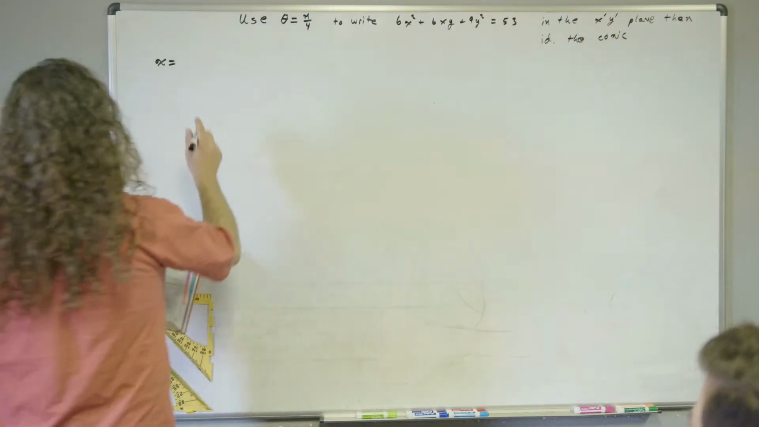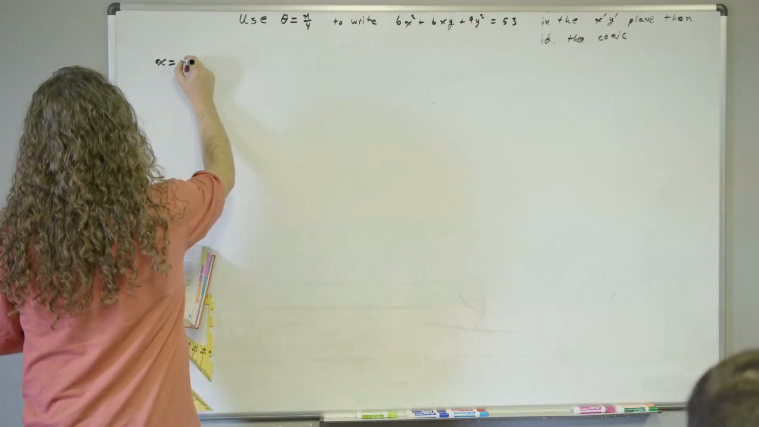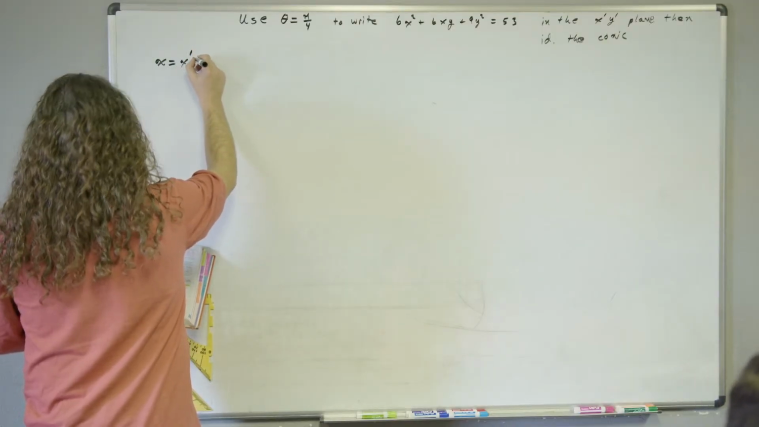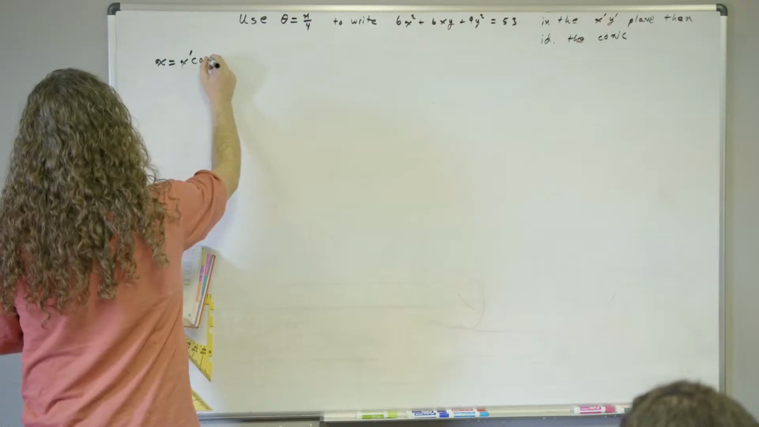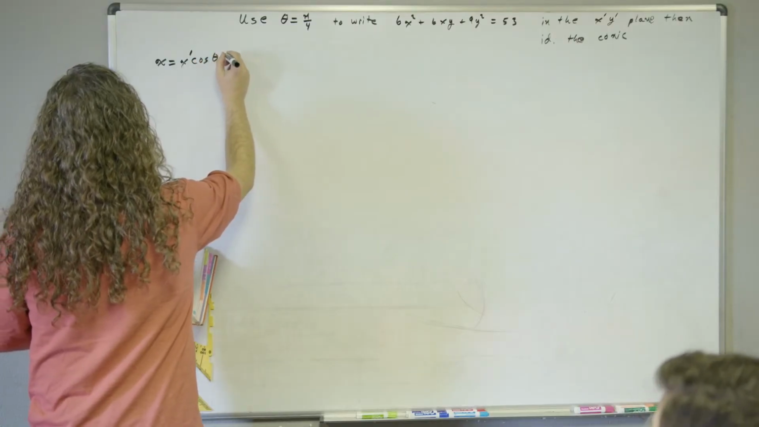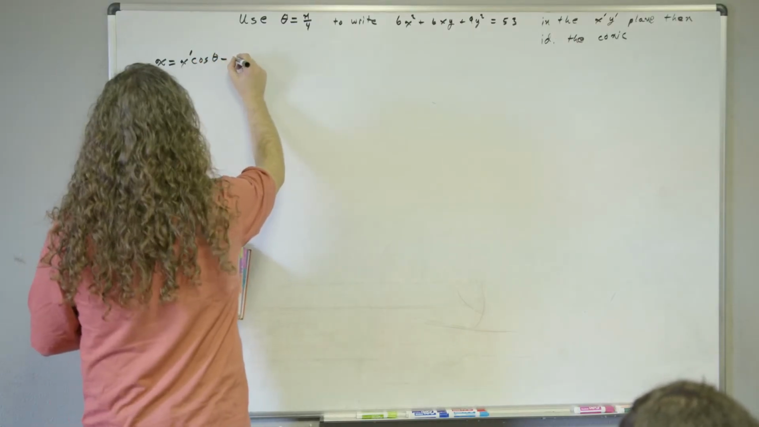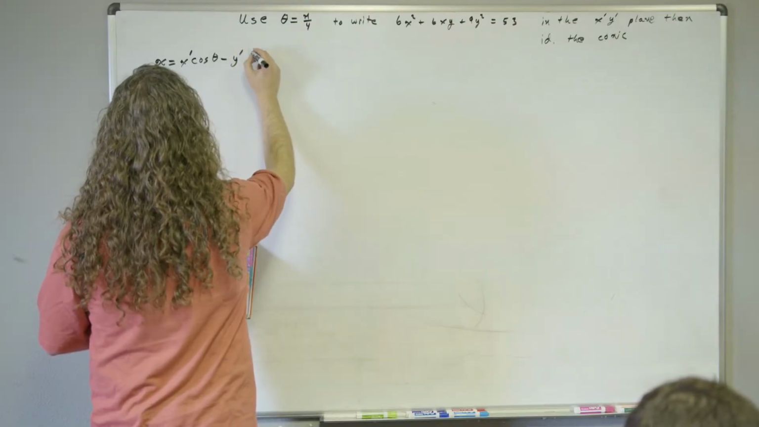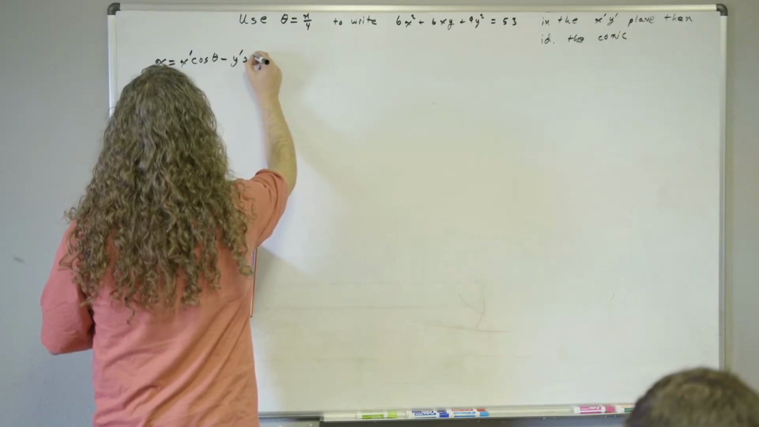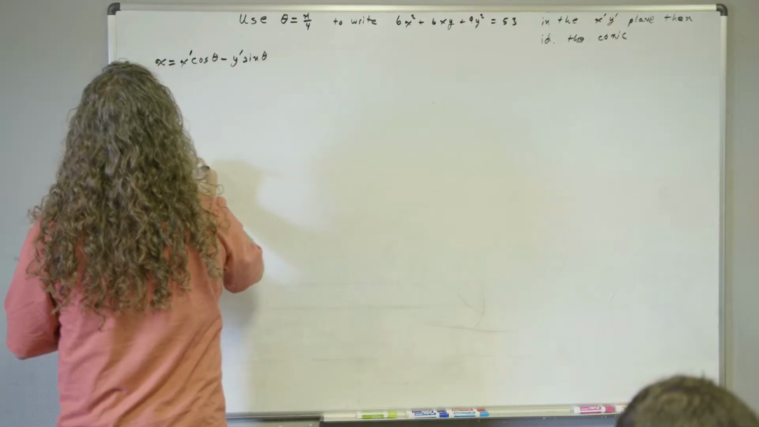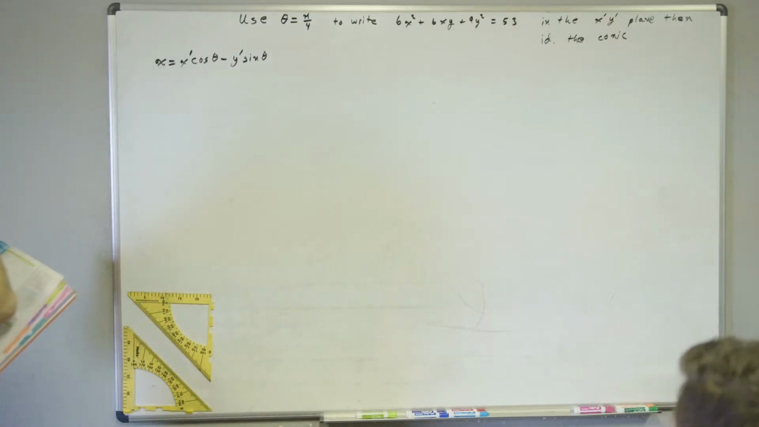x equals x prime times the cosine of theta minus y prime times the sine of theta.